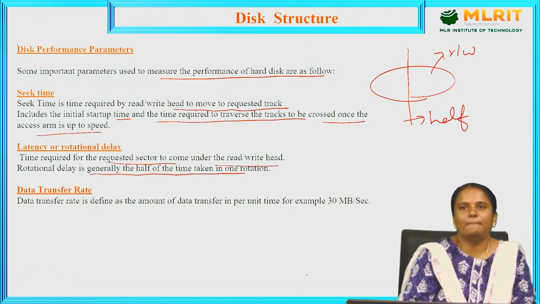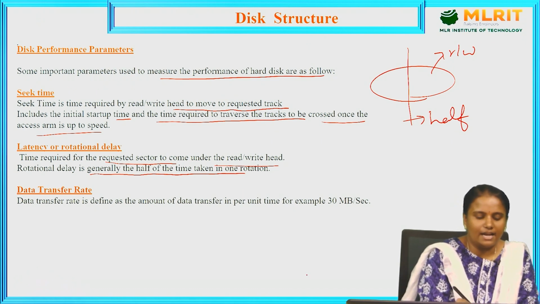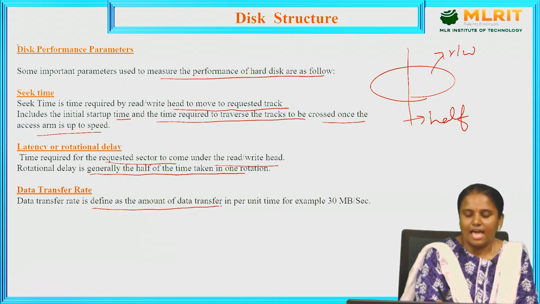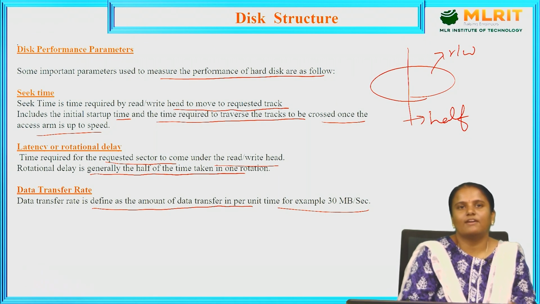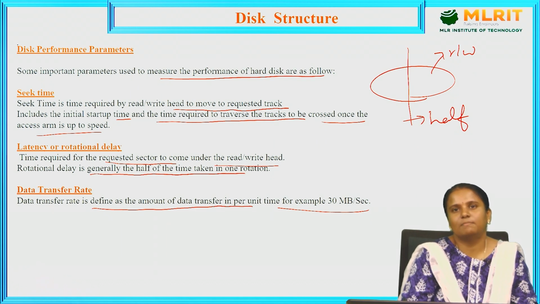And what do we mean by data transfer rate? Data transfer rate is defined as the amount of data transferred per unit time, for example 30 MB per second, or it may be more than that. So it describes how we transfer data from one system to another, with the unit time being, for example, 30 MB per second.